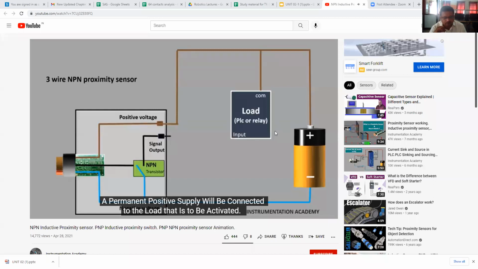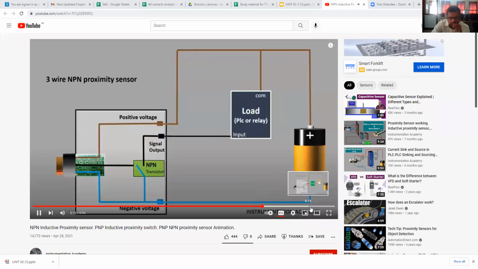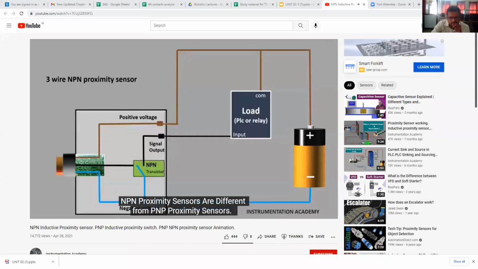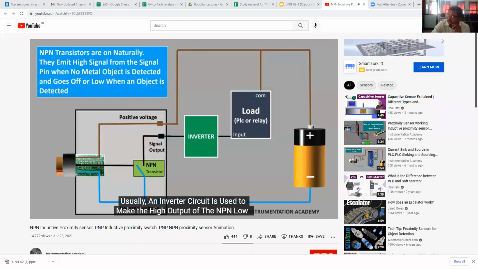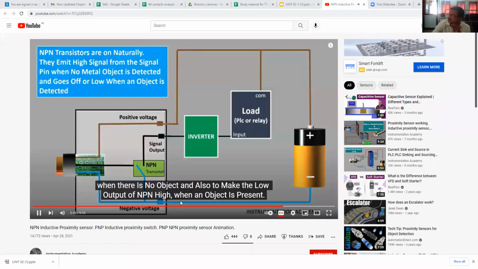A permanent positive supply will be connected to the load that is to be activated. The signal output wire of the sensor will be connected to the input of the load. NPN proximity sensors are different from PNP proximity sensors. NPN transistors are on naturally. That means they emit a high signal when no metal object is detected and go off or low when an object is detected. NPN requires more circuits in order to switch on when an object is detected and switch off when an object is not detected. Usually an inverter circuit is used to make the high output of the NPN low when there is no object, and also to make the low output of the NPN high when an object is present.